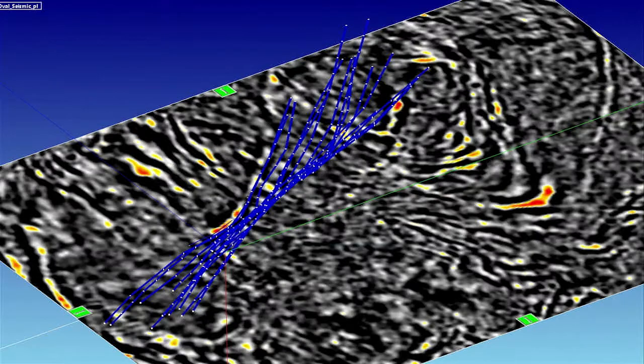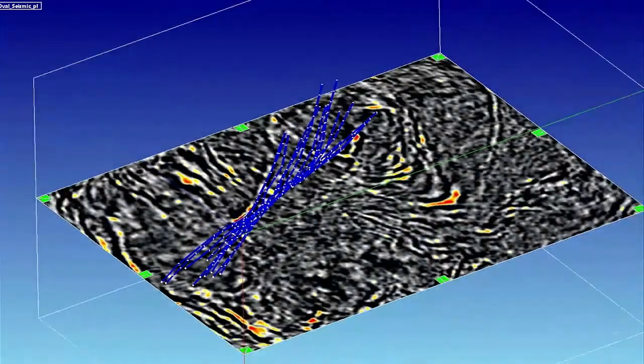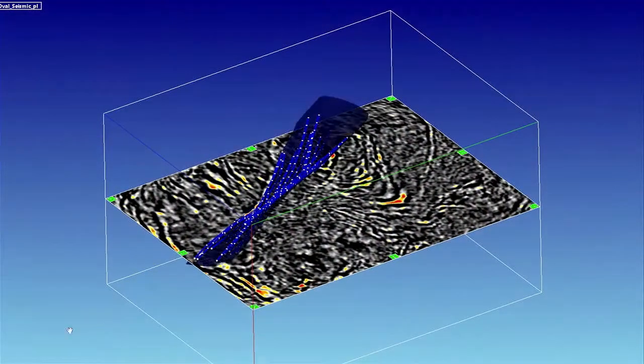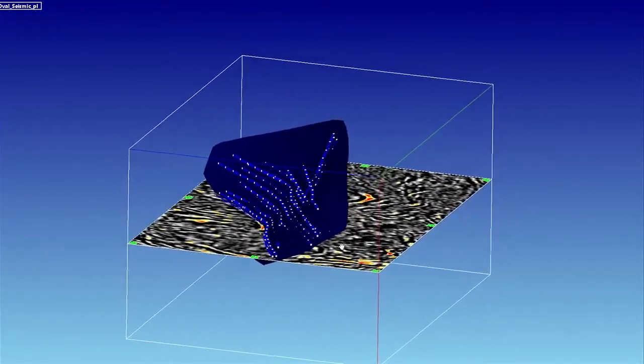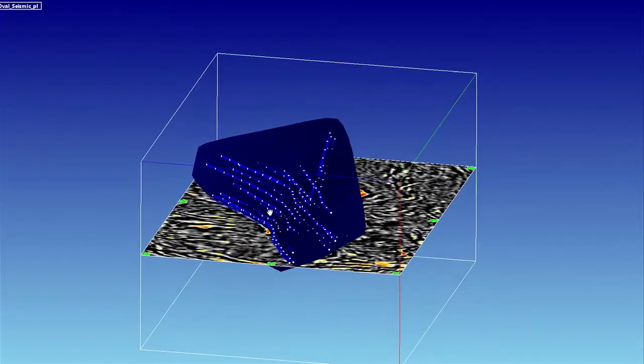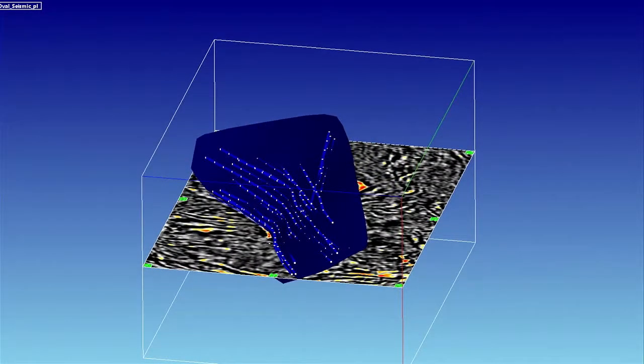So jump to the wireframe there, and it not only shows the position of that structure in this case, but it shows flexures in that structure very precisely. And they're places where you're more likely to have dilation and potential for fluid flows that might be where the mineralisation is.